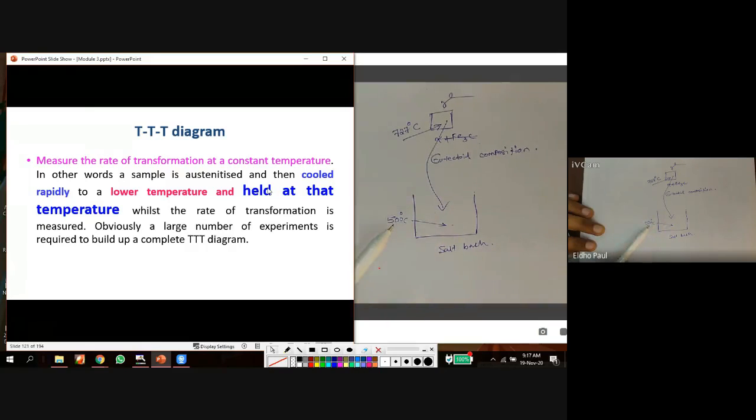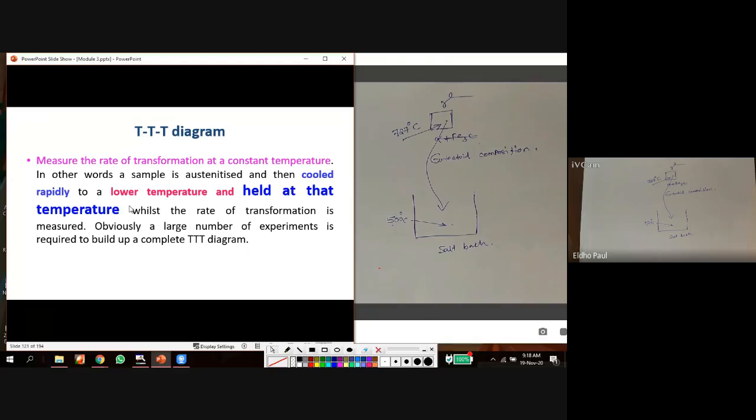We should maintain this 500 degrees Celsius throughout the cooling process. Thereby I can maintain the sample temperature at 500 degrees Celsius throughout the process. So that is held at that temperature. We have to maintain constant temperature during the cooling process of the specimen. Okay. So by holding at that temperature, what happens?